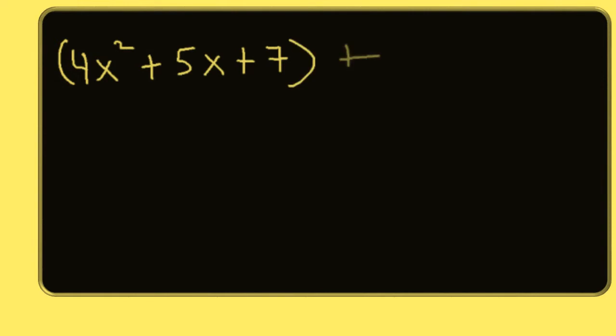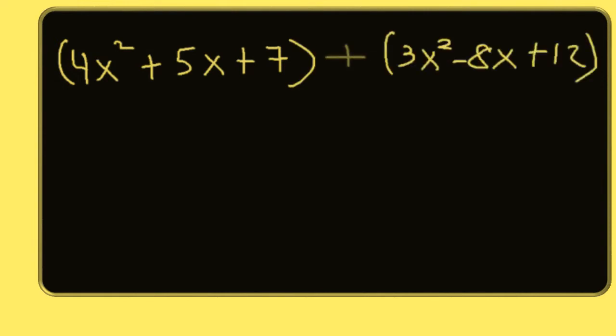In this video, we are going to talk about how to add, subtract, and multiply polynomial expressions. So let us begin. Let us say we have 4x squared plus 5x plus 7 plus 3x squared minus 8x plus 12. How can we add these two polynomial expressions? If you know what to do, feel free to pause the video and work out this particular example.